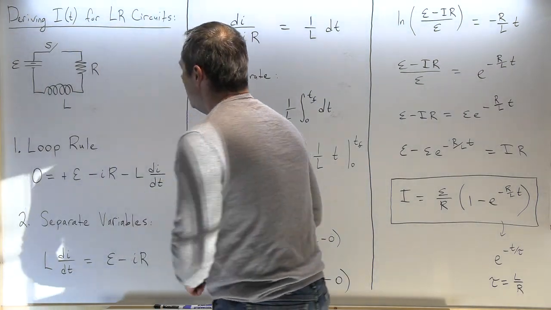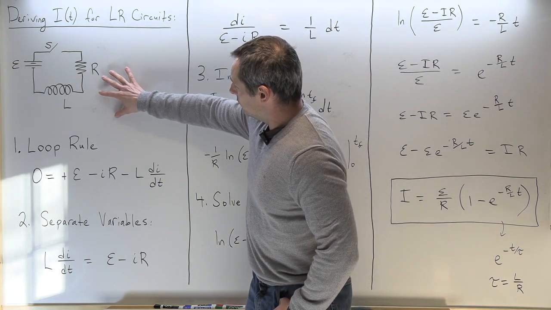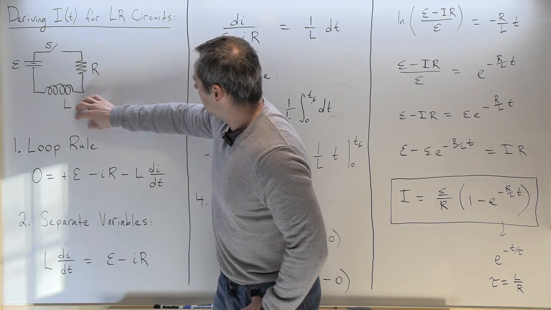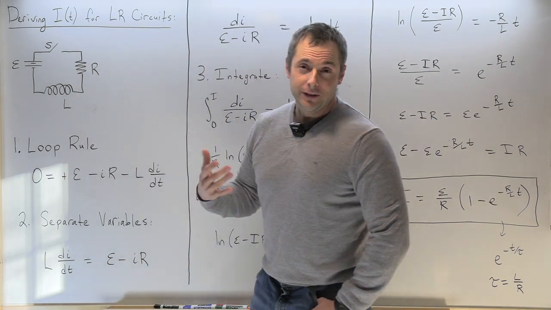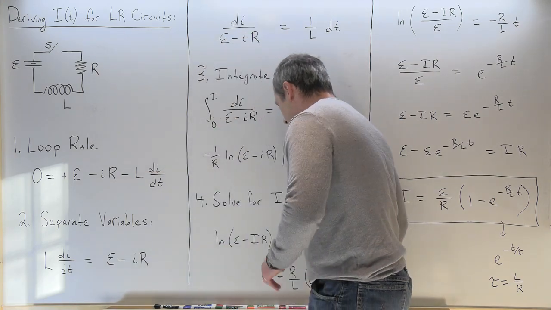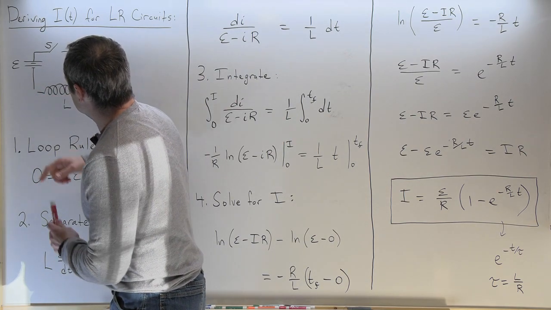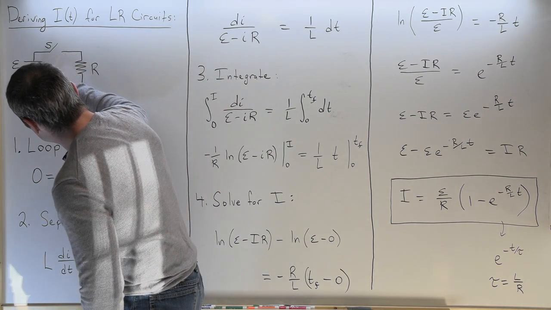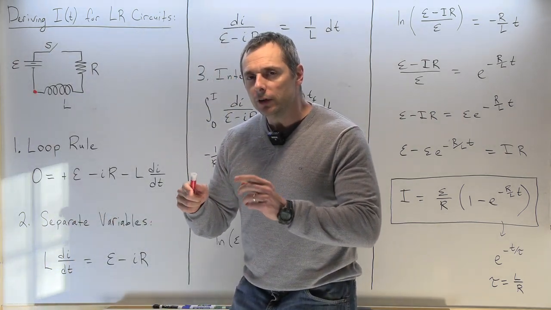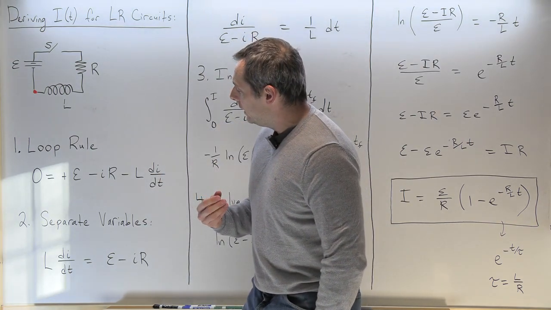Okay, so what we have is a basic circuit like this with a voltage source, a switch, a resistor, and an inductor. They're called LR circuits for obvious reasons. Here's the loop rule. Remember I said when we were studying circuits that imagine yourself to be a little ant with a little tiny voltmeter walking around this circuit in the direction of current, tallying up the voltages along the way.